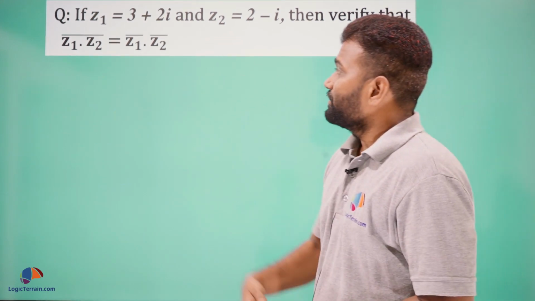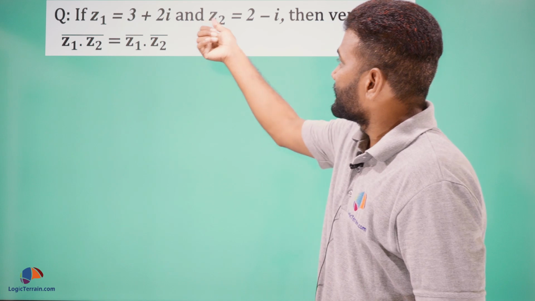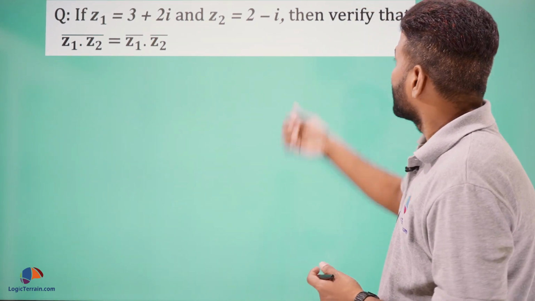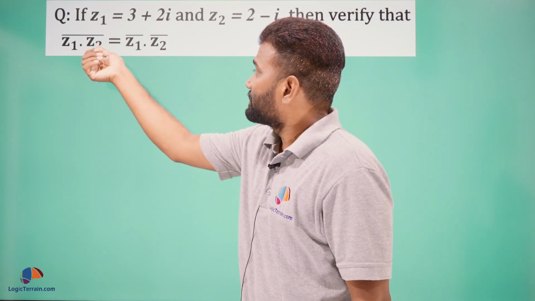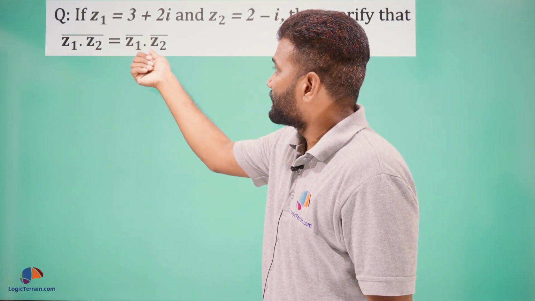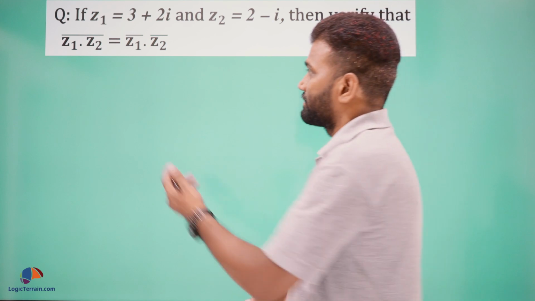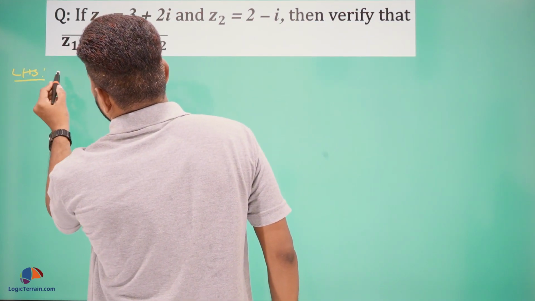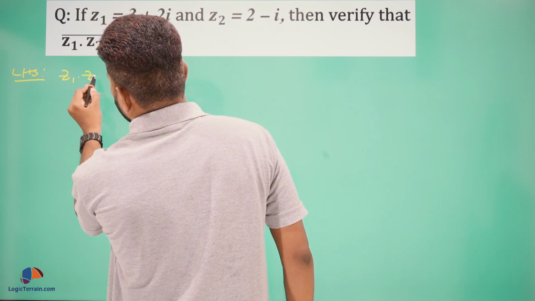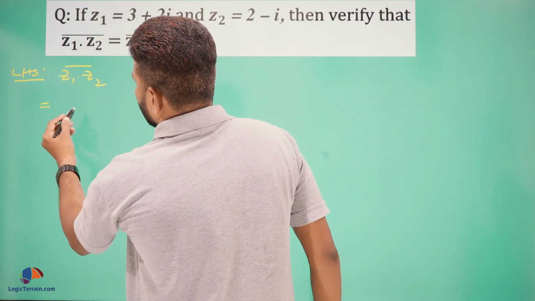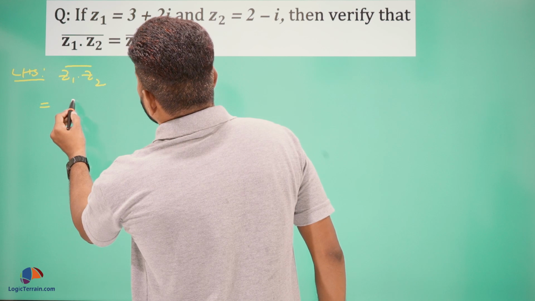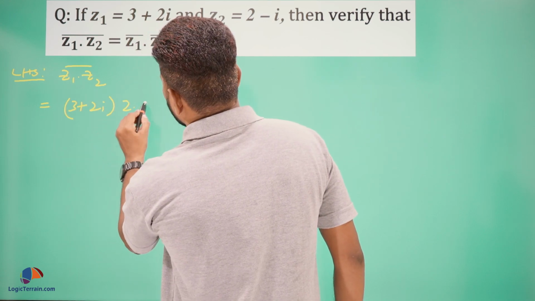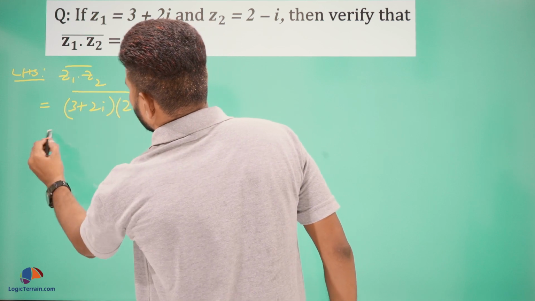Here is our next question. If Z1 is equal to 3 plus 2I and Z2 is equal to 2 minus I, so we have taken the same complex numbers, then verify that the conjugate of Z1 into Z2 is equal to the conjugate of Z1 into the conjugate of Z2. So let's verify. First we'll take the LHS part, that is Z1 Z2 whole conjugate. This is equal to 3 plus 2I into 2 minus I whole conjugate.